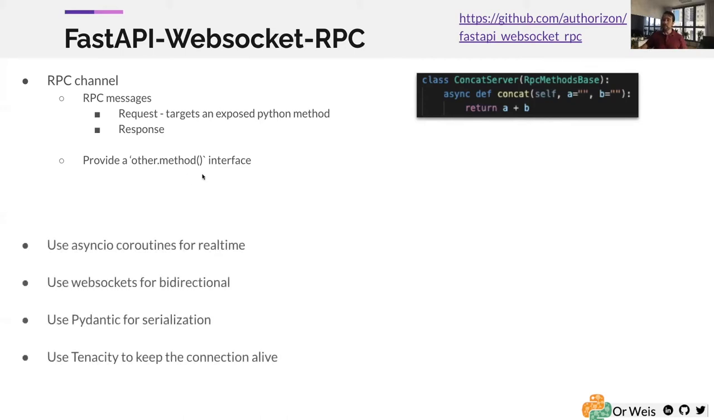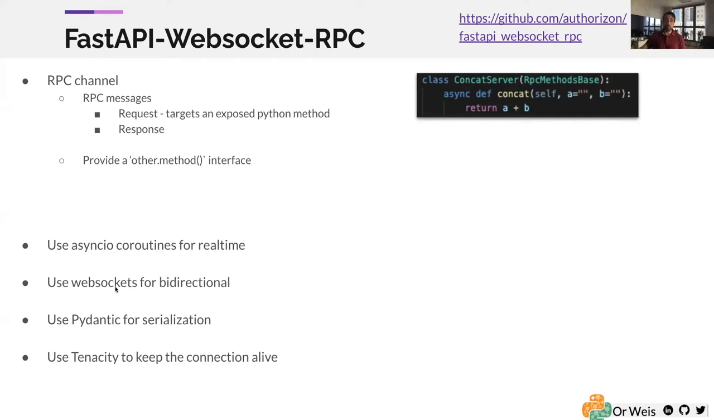So to build this, we'll be using async IO, as you can see, where our functions here have the prefix async to define them as async functions using coroutines. This will really enable our code to be suitable for real time. Things will be running concurrently within our RPC server and RPC client.